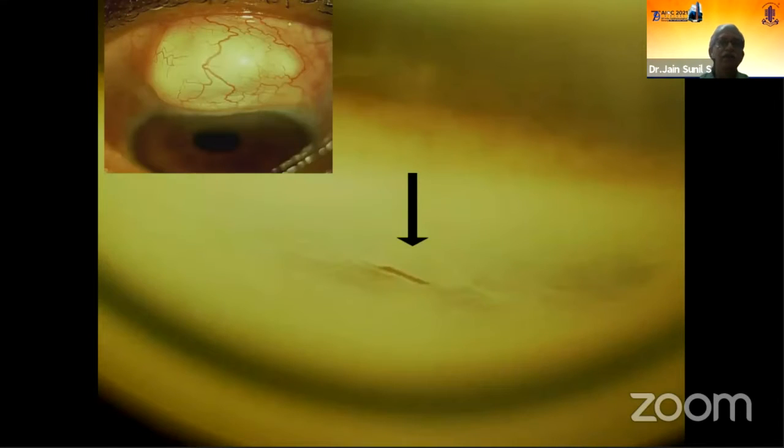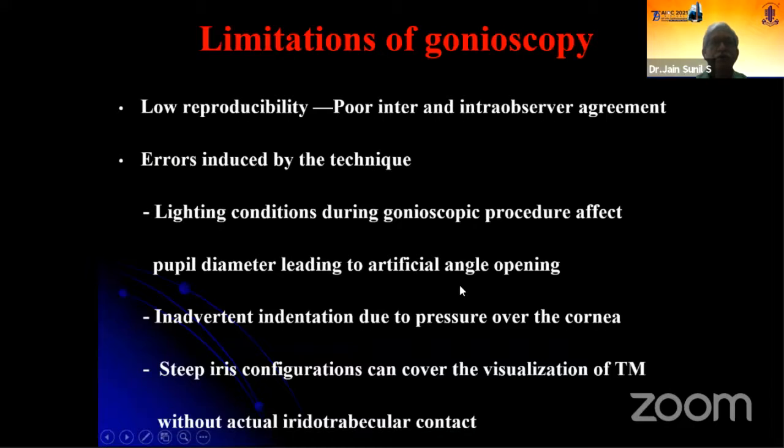This could be a rare condition where a patient has undergone small incision cataract surgery, developing a pseudo bleb, and it's only on gonioscopy you'll realize it's the fish mouthing of the wound which is causing the pseudo bleb to appear. However, though being a gold standard, there are certain limitations, like in any technique: less reproducibility, and errors induced by the technique because of the light conditions.